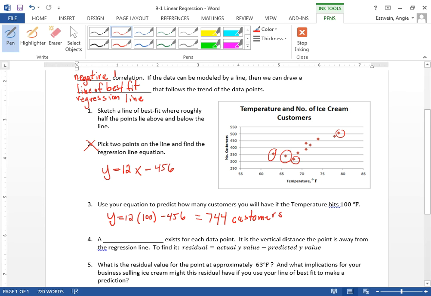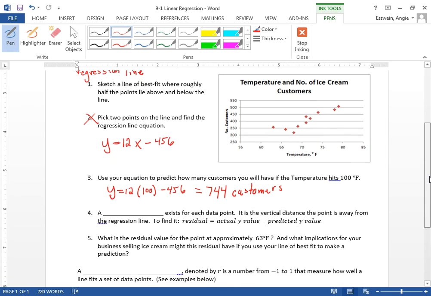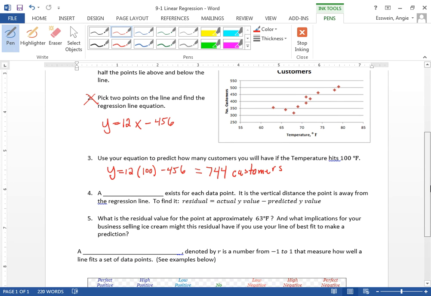Any questions so far on using the line of best fit to make predictions? Okay, now let's go on to something you probably have never heard of. It's called a residual, and we'll actually calculate one.